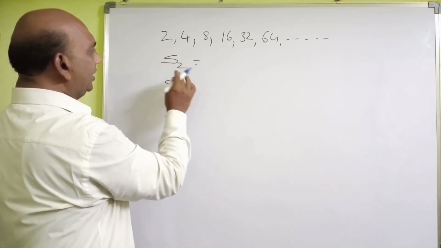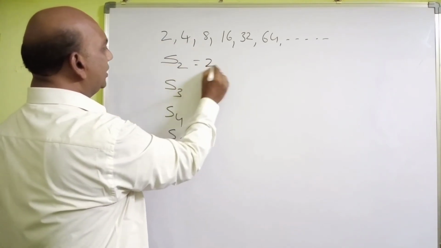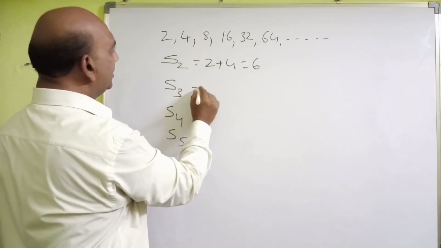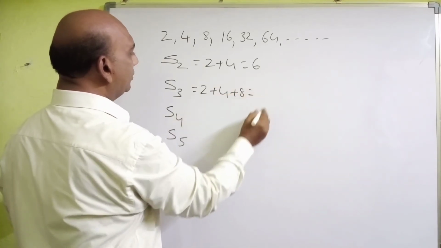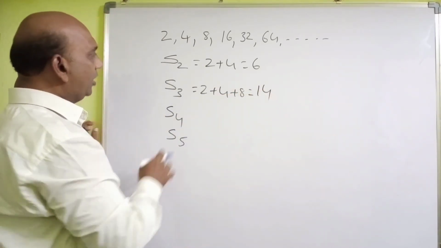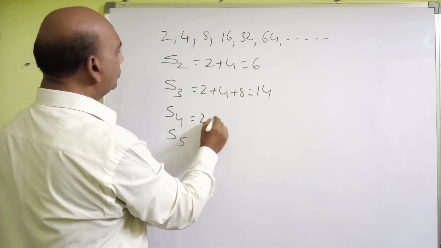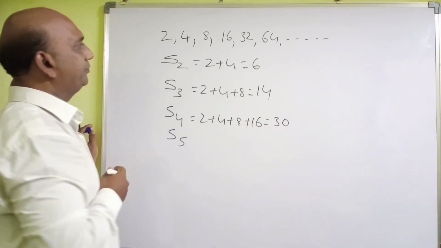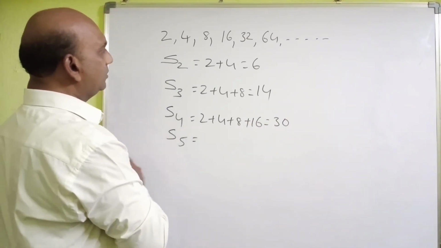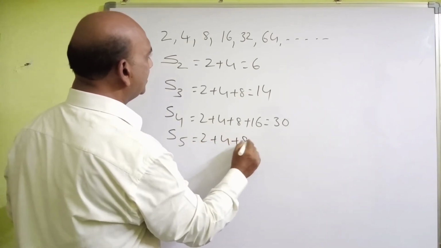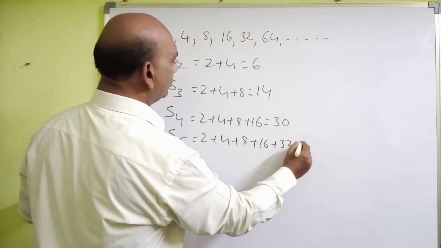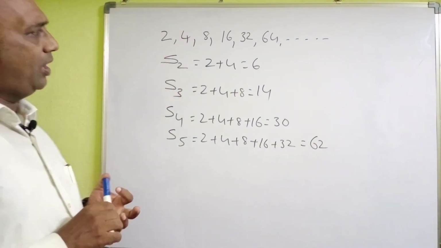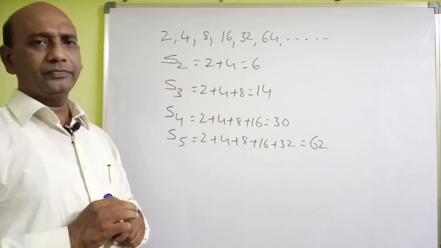So S2 means we can easily add the first two terms, that is 2 plus 4 equals 6. The sum of the first three terms is 2 plus 4 plus 8 equals 14. The sum of the first four terms is 2 plus 4 plus 8 plus 16 equals 30. Like that, the first five terms sum is 2 plus 4 plus 8 plus 16 plus 32, which equals 62. So we can find the sum of all these terms up to some extent.